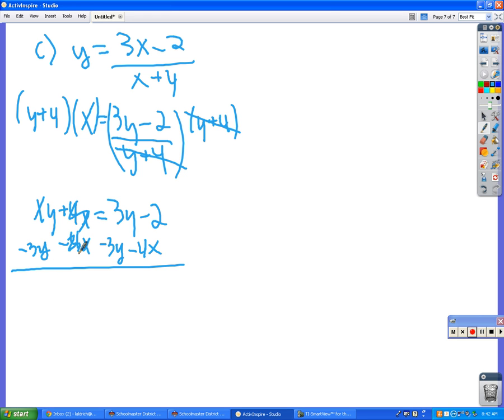So those cancel, and those cancel, and on the left, xy minus 3y equals negative 2 minus 4x, whichever one. Now you factor out the y.